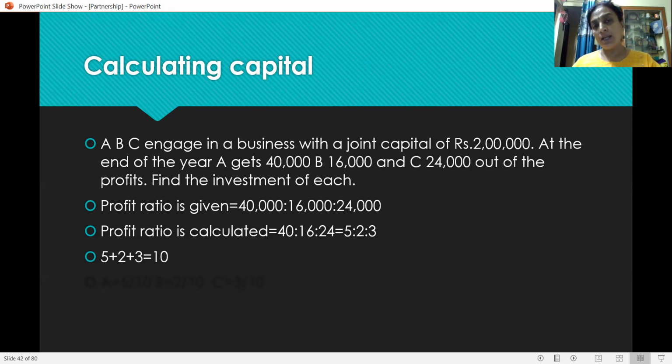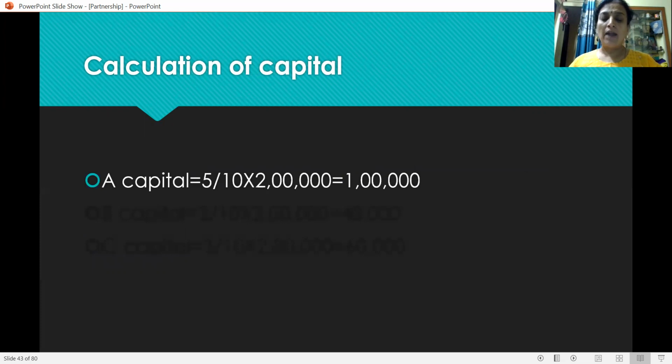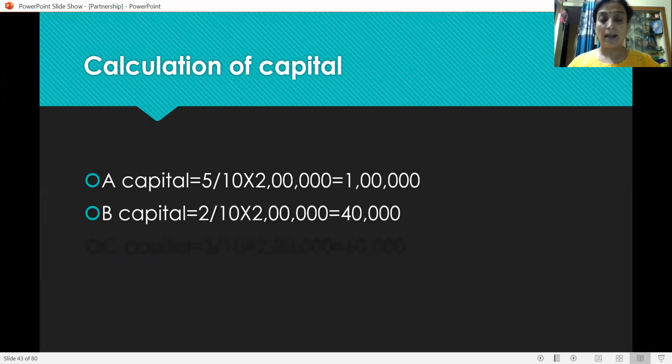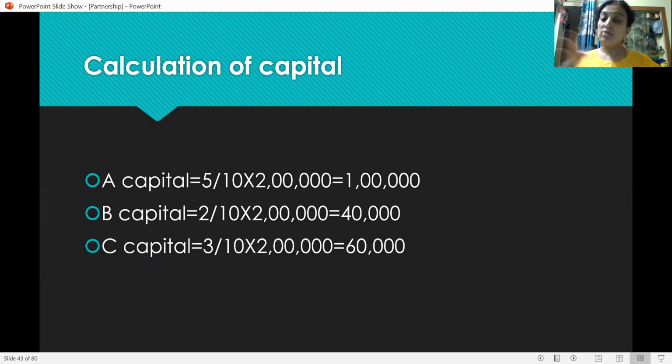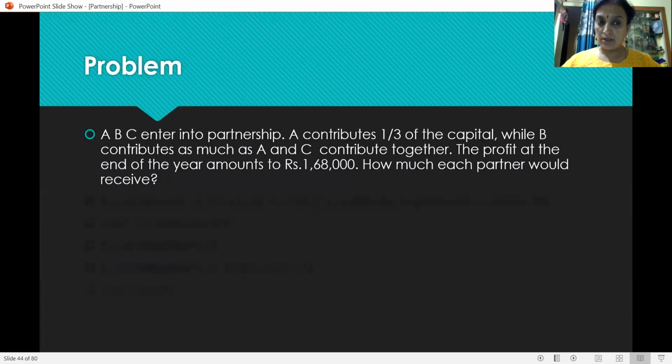Okay, then the total is 5 plus 2 plus 3, that is 10. So A's ratio is 5 upon 10, B's ratio is 2 upon 10, and C's ratio is 3 upon 10. Now total capital is 2 lakh. It should be divided according to their ratio. A's capital means 5 upon 10 into 2 lakh, that is 1 lakh. B's capital is 2 upon 10 into 2 lakh, that is 40,000. C's capital is 3 upon 10 into 2 lakh, that is 60,000. So we have calculated the capitals of all three partners.